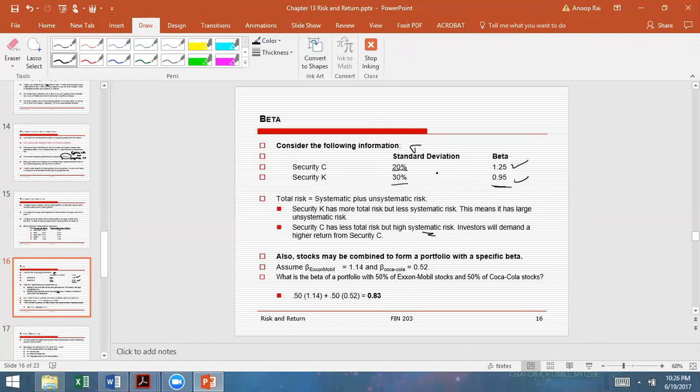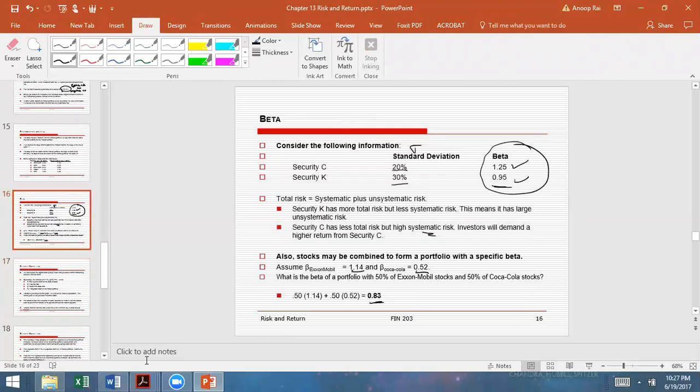So that's why it's very important that we price based on beta, because we have to know how it is related to the movement in the general market as such. Also, if we have two stocks, let's say ExxonMobil has a beta of 1.4 and Coke has a beta of 0.52, the good news is you can mix and match, and that is a simple weighted arithmetic average that we get.